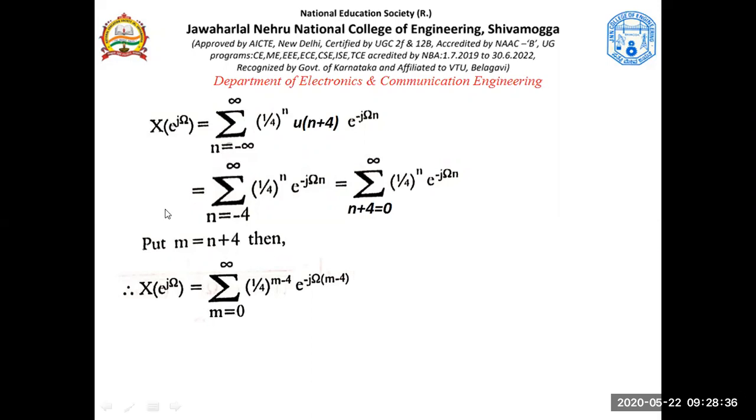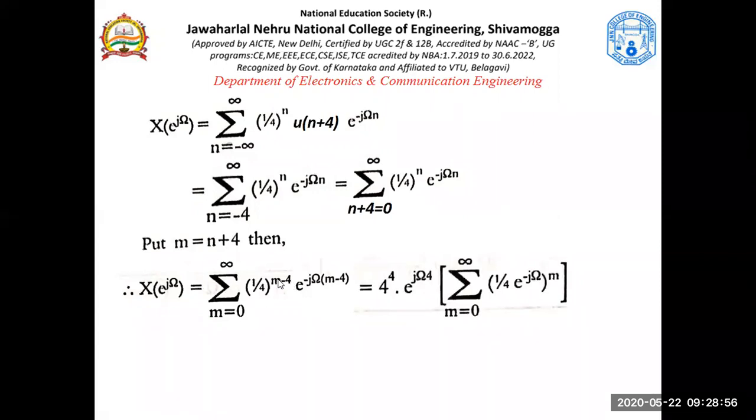Now there are multiple terms which have no job within this summation, that is, the entities which are not functions of m. So bring those out of the summation. For 1 by 4 to the power minus 4, it is as good as 4 to the power 4, so bring that 4 to the power 4 out. Similarly, e power minus j omega into minus 4 would become e power j omega 4, so that also is brought out.